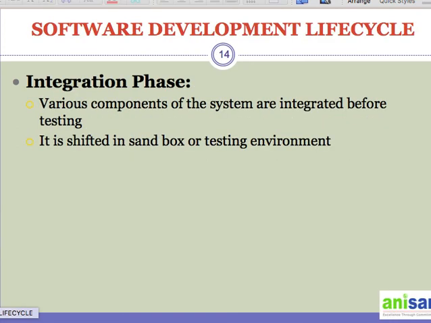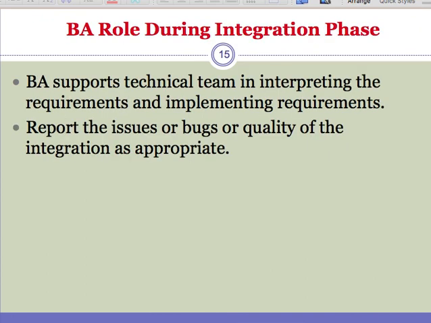Then you have the integration phase. Various components of the system are integrated before testing. It is shifted to the sandbox or the testing environment. BA role during the integration phase: the BA supports the technical team in interpreting and implementing the requirements. Okay. Then the BA reports the issues and bugs, or the quality of the integration, as appropriate.